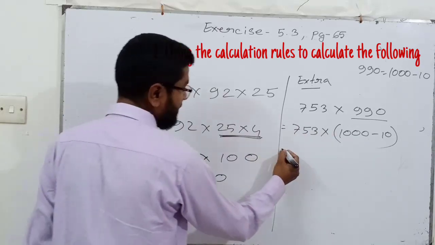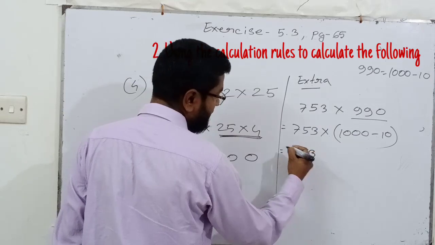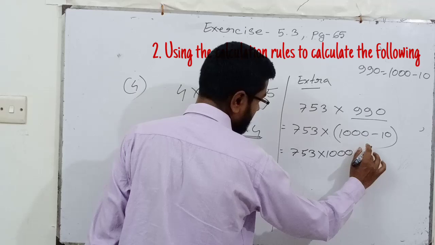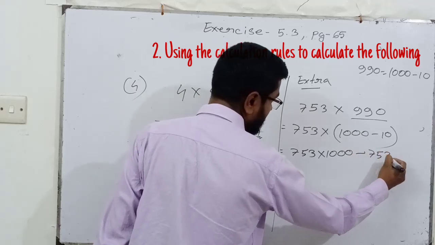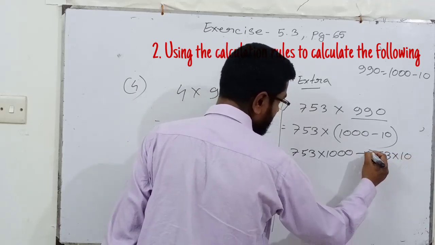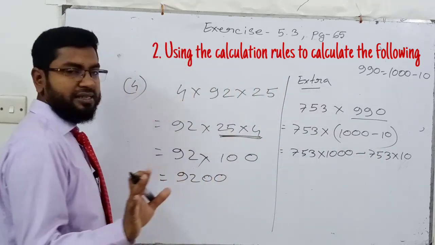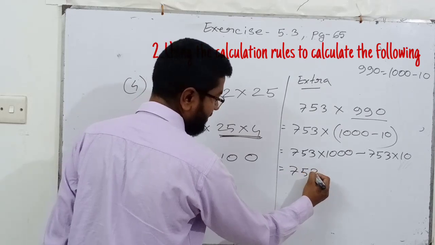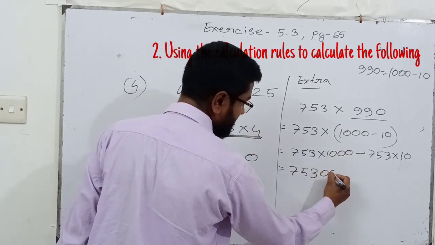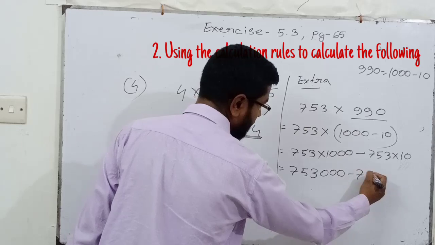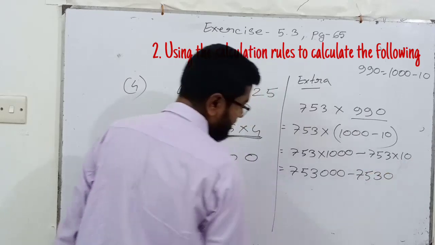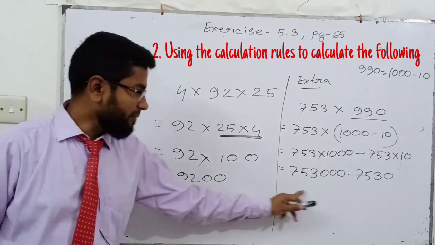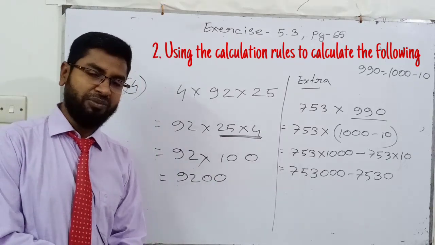Now this math I will multiply separately. Look, 753 multiply 1000 minus 753 multiply 10. Look, this is separate. Now this multiplication is easy. 753 with 1000 gives the 3 digits and then 0s, then 753 times 10 is there. Now just only the subtraction. Subtract it and tell me the answer in comment.